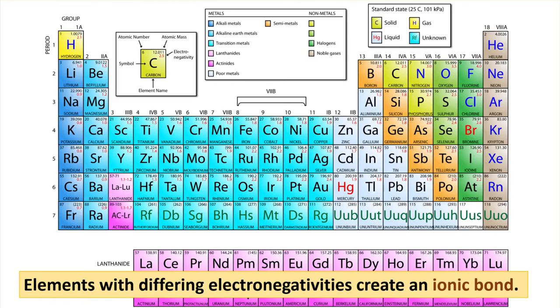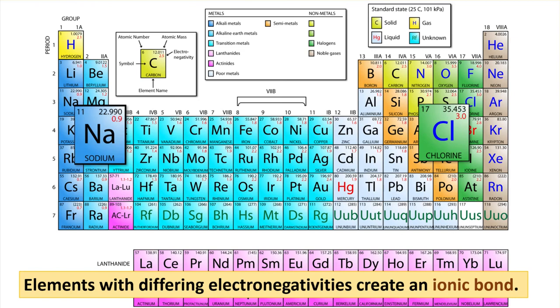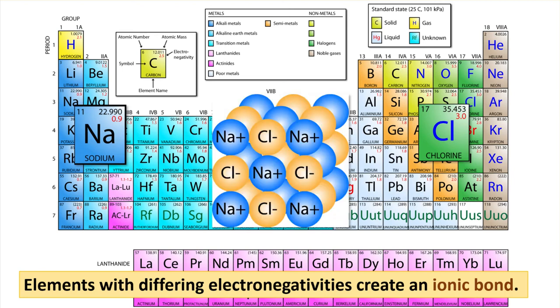Let's take, for example, sodium and chlorine. The difference in their electronegativities is 2.1. This is large, so we would expect a heavily ionic bond. How does it work? Well, sodium wants to give up one electron to be stable, and chlorine wants to take one electron to be stable. So now we have a positive sodium ion and a negative chlorine ion. And what happens when opposite charges come together? That's right, they attract and bond.